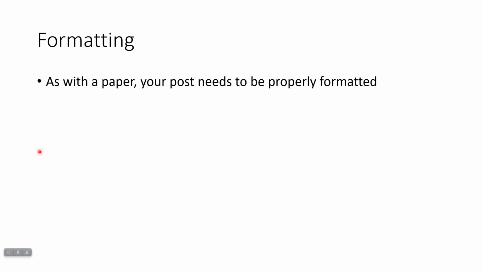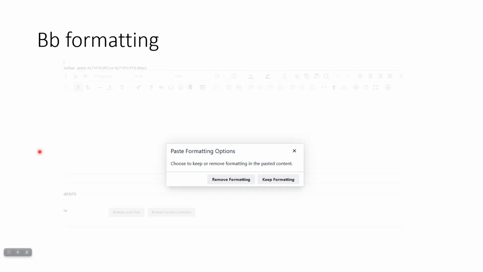Second thing I want to mention is formatting. Your papers or your posts need to be properly formatted as if this was a paper. And I'm talking about fonts changing, different colored backgrounds for the text, which I pointed out to some people in this assignment. So let's talk a little bit about how to do that.